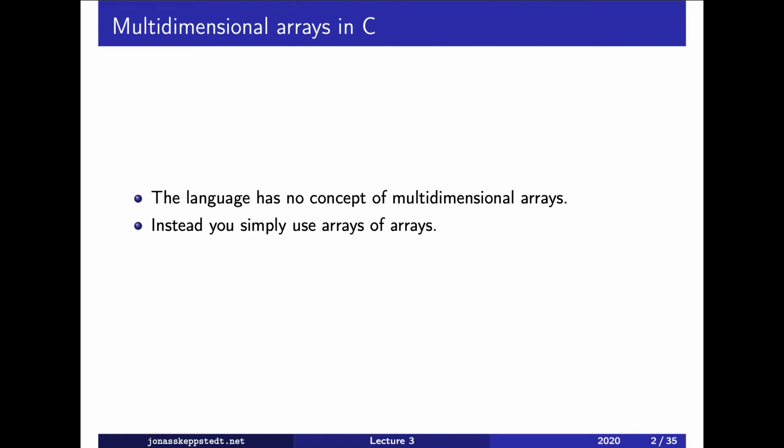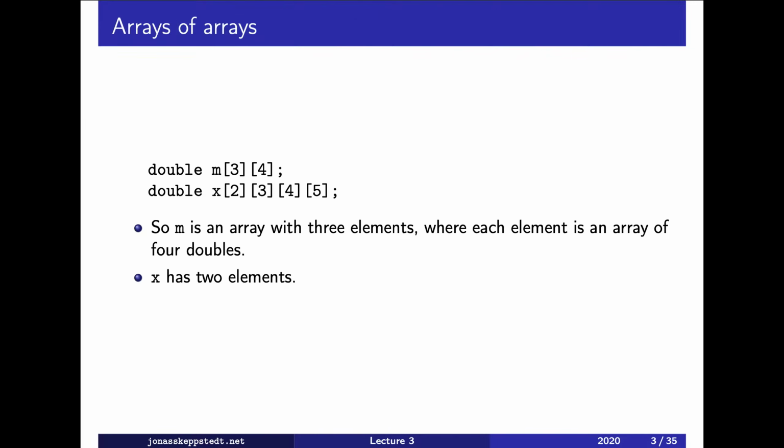Instead we use arrays of arrays. So M, although we informally say that it's obviously a matrix, strictly speaking it is an array with 3 elements, where each element has 4 elements. It's an array. So it looks like this in memory.